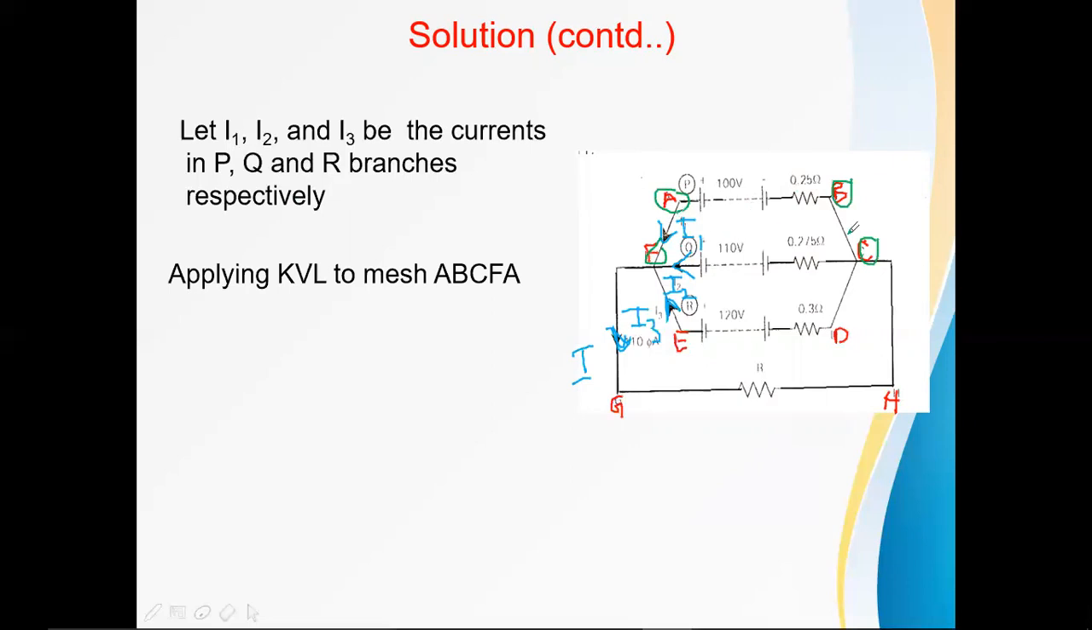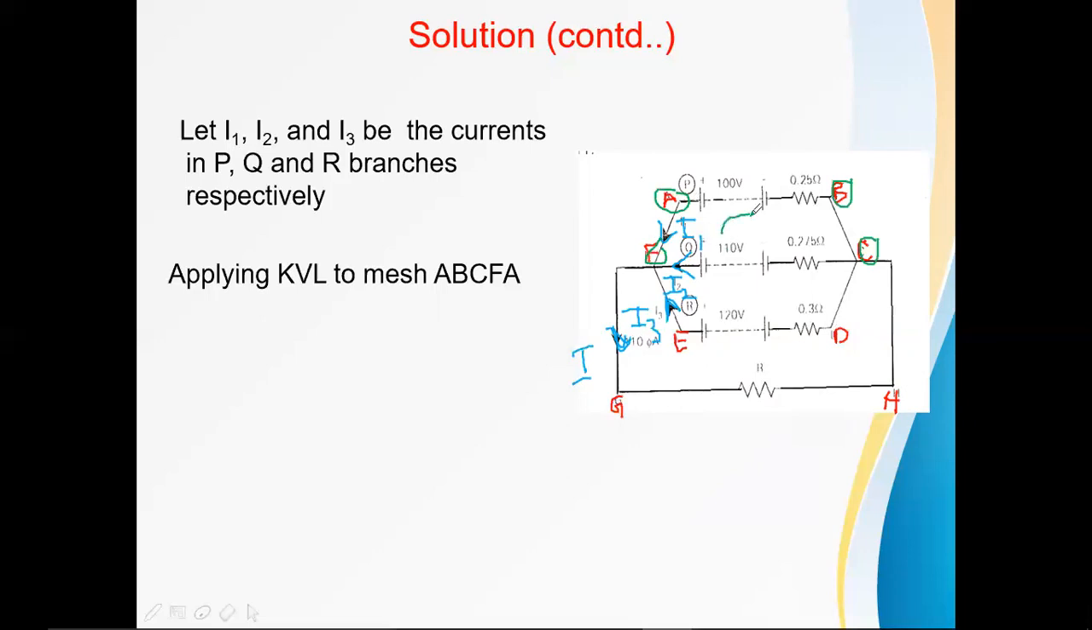Sir, why should I follow A, B, C, F, A? Shall I follow A, B, C, D, E, F? You can follow that, or you can follow A, B, C, H, G, E. Whatever you are finding, you need to find this current. That's what I want to say. So by using those parameters, you need to find the unknown parameters. That is the reason I am using these parameters.